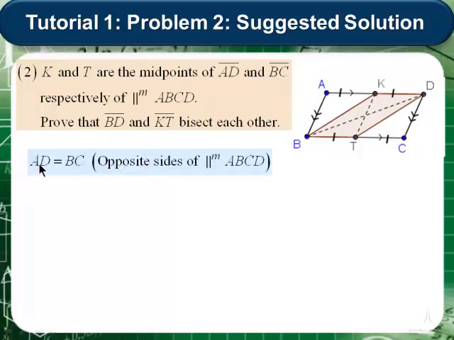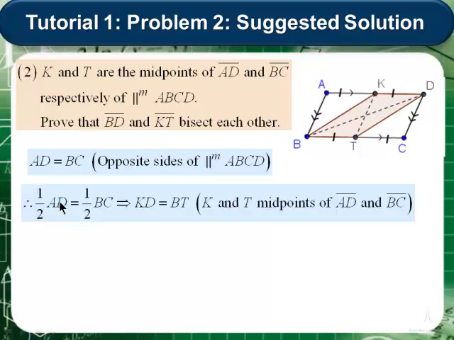Now that's what we will do here. We know that AD is equal to BC. They are the opposite sides of a parallelogram. But we know that K and T are the midpoints of AD and BC respectively. So if I take half of AD, I can either have AK or KD, and if I take half of BC, I can either say I got BT or TC. So half of AD, we describe that as KD, and half of BC, we describe that as BT. So therefore we've proved that KD is equal to BT.